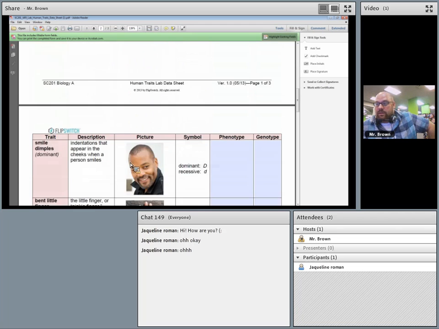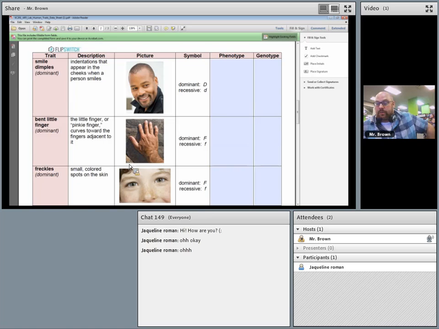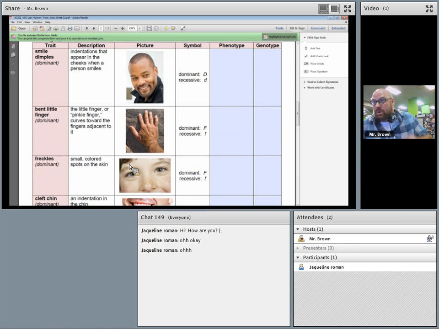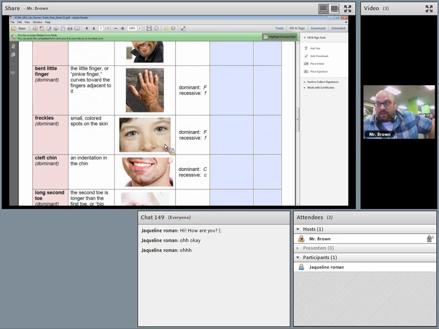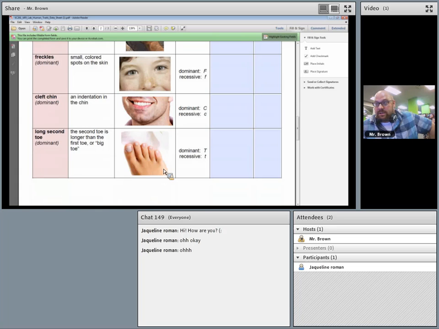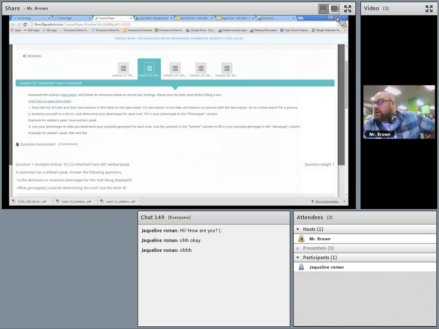Then go to the second page. Dimples. That's one dominant trait. Bent little finger. My fingers are straight. Freckles, those are dominant. A cleft chin, otherwise known as chin dimple. That is dominant. And if your second toe is longer than your big toe, that's also dominant. So make sure you do all 10 traits. So you're just going to tell me.